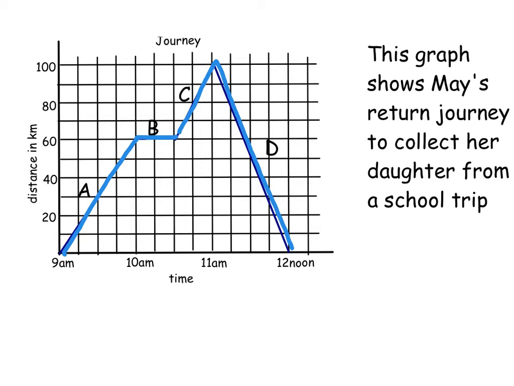Things they can ask you is maybe at what time did she stop for a break? And you would look at it, right, she stops here and say, right, she stops at 10 o'clock. They might ask you, well, how long did she stop for? And you'd say, right, okay, from there to there is 2 boxes. And then if you look at the bottom, between each hour is 4 boxes. So each box is worth 15 minutes. So you would say that she stopped for 30 minutes.